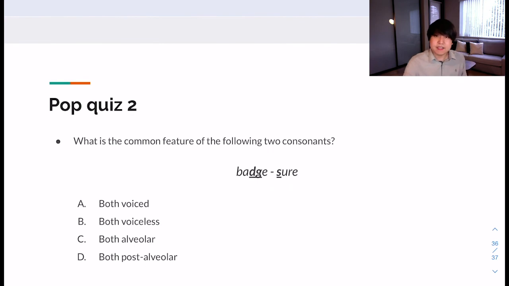Okay, this is the end of the video. I'll show you the last second pop quiz of this week. What is the common feature of the following two consonants? Badge and sure. Badge, j, and sure, sh. Thank you for watching. This was the second video of the first session.